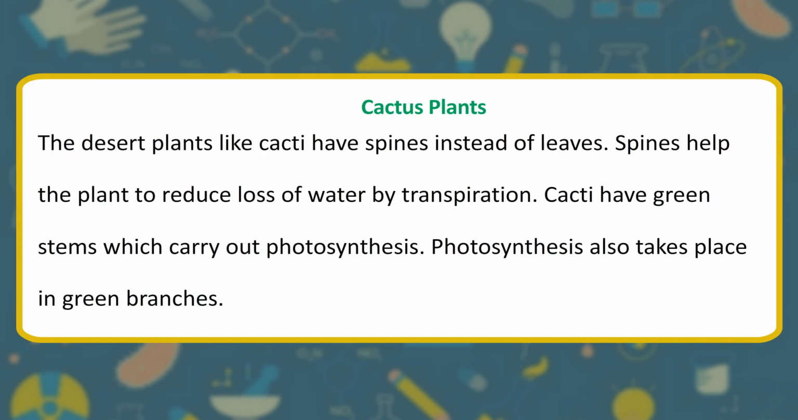Cactus plants. The desert plants like cacti have spines instead of leaves. Spines help the plant to reduce loss of water by transpiration. Cacti have green stems which carry out photosynthesis. Photosynthesis also takes place in green branches.